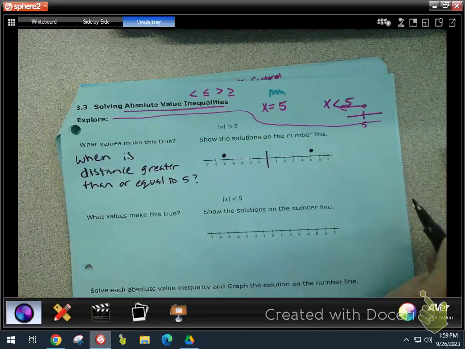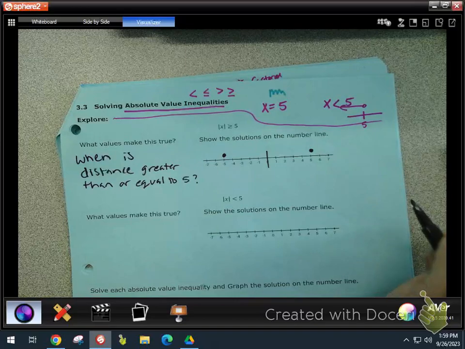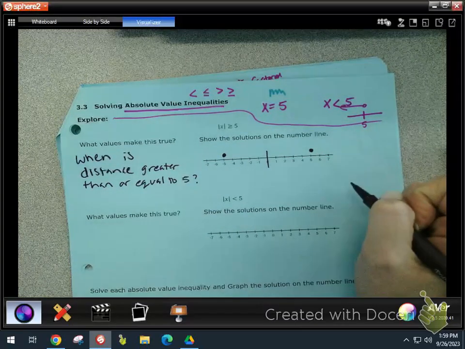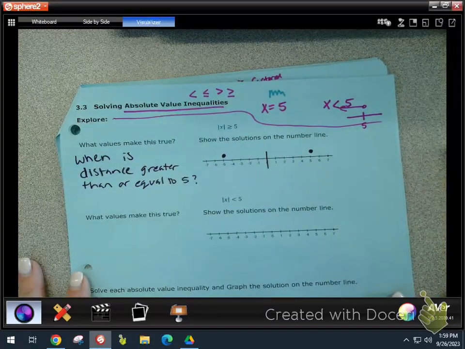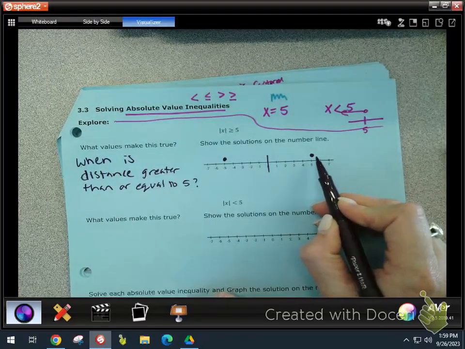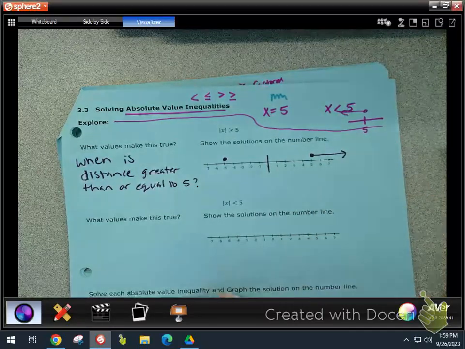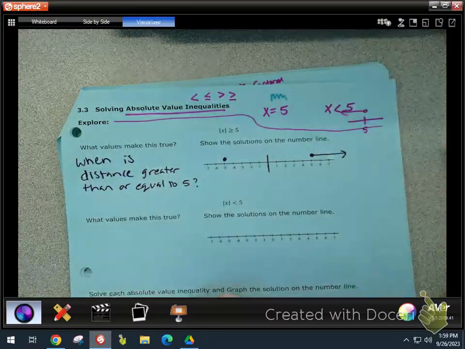Okay? And then I want to know which way, where is the distance greater than or equal to 5? So where do I go from there? Distance is exactly 5 right here. Where's it going to be greater than 5? To the right or to the left? To the right. Okay, so I can be anything from there on. Is there anywhere else?